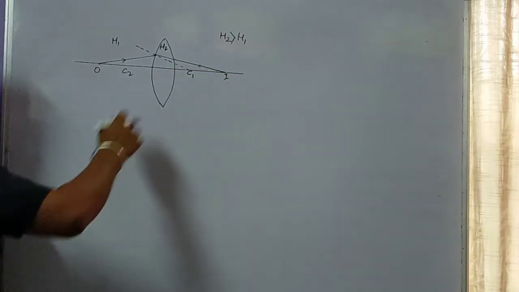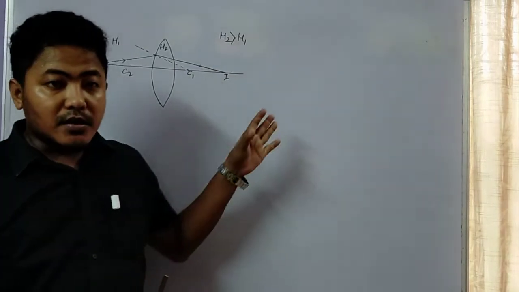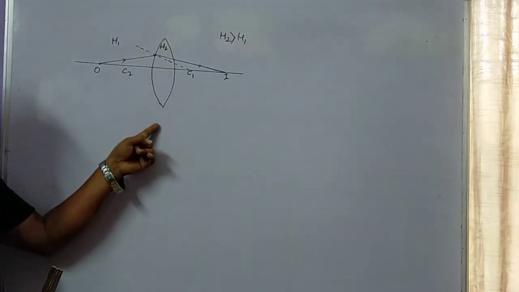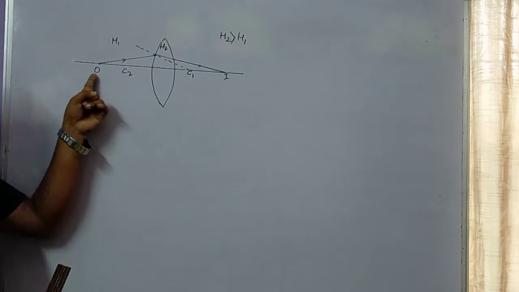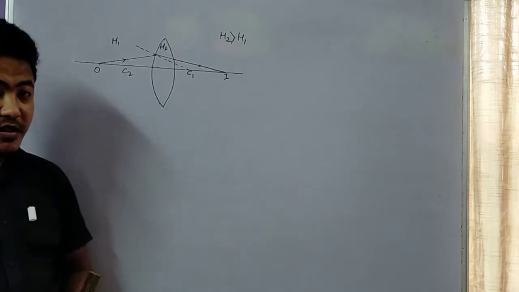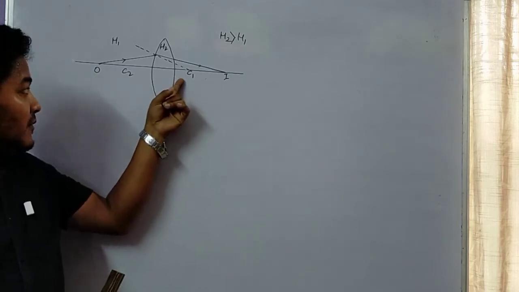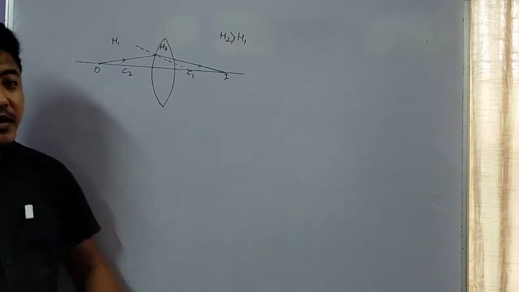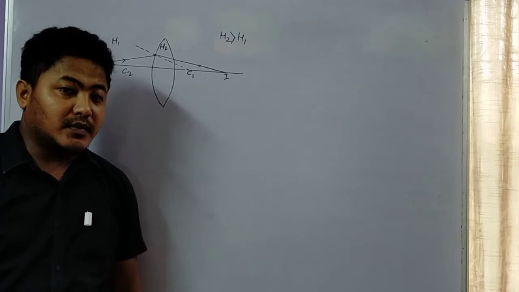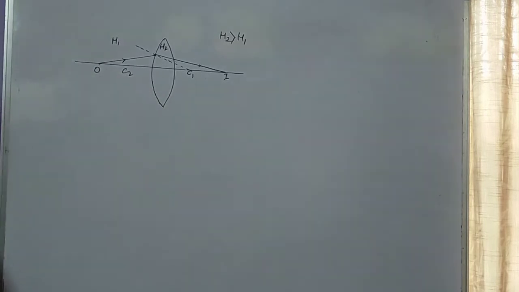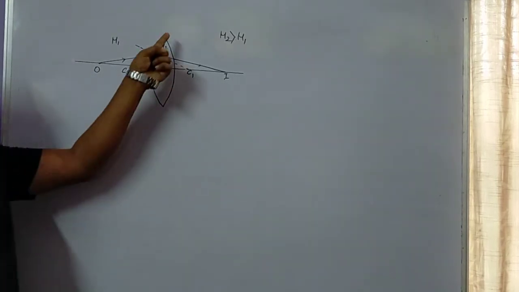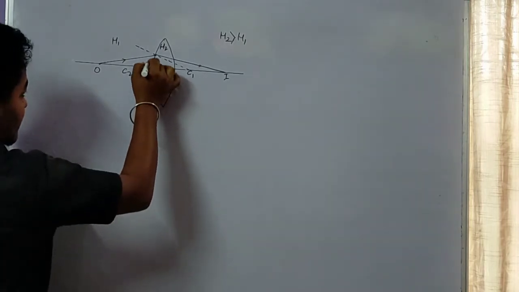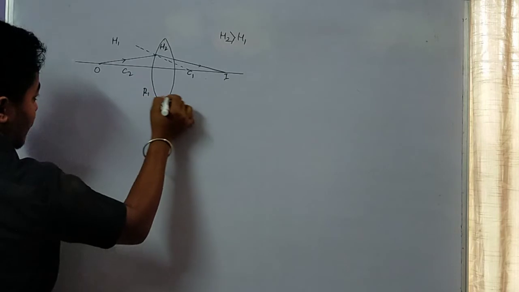Remember, this is the image for the first spherical surface. This is the object for the first spherical surface. This is the center of curvature for the first spherical surface. This is the normal for the first spherical surface. Am I clear? That means this is all for the first spherical surface. Let us consider the radius of curvature for the first spherical surface to be R1.